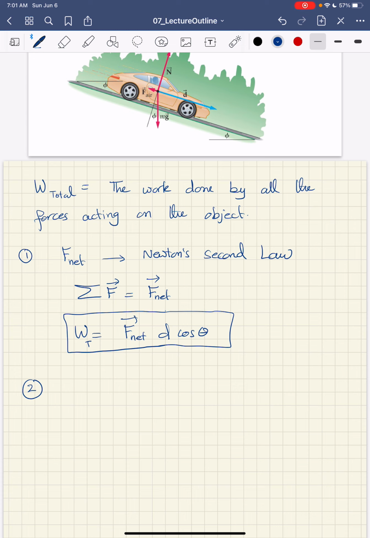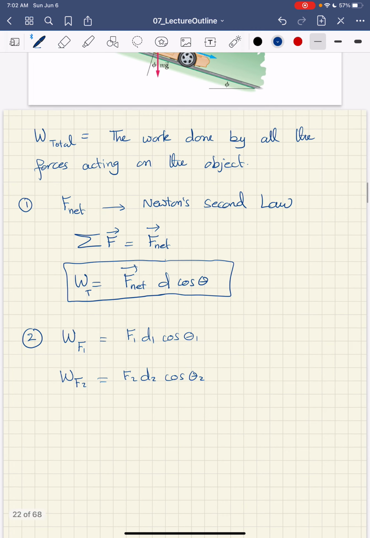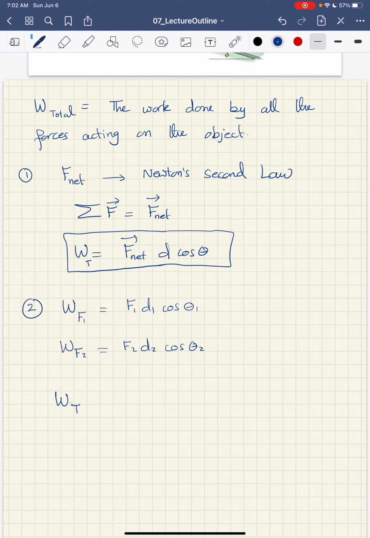The second approach, which I usually like to do, because I don't want to go back to working with Newton's second law, although I need to draw free body diagrams again: I will find the work done by force 1, which is F1 D1 cosine theta 1. And I will find the work done by force 2, F2 D2 cosine theta 2. Then the total work is going to be the work done by force 1 plus the work done by force 2 plus the work done by force 3, and so on.